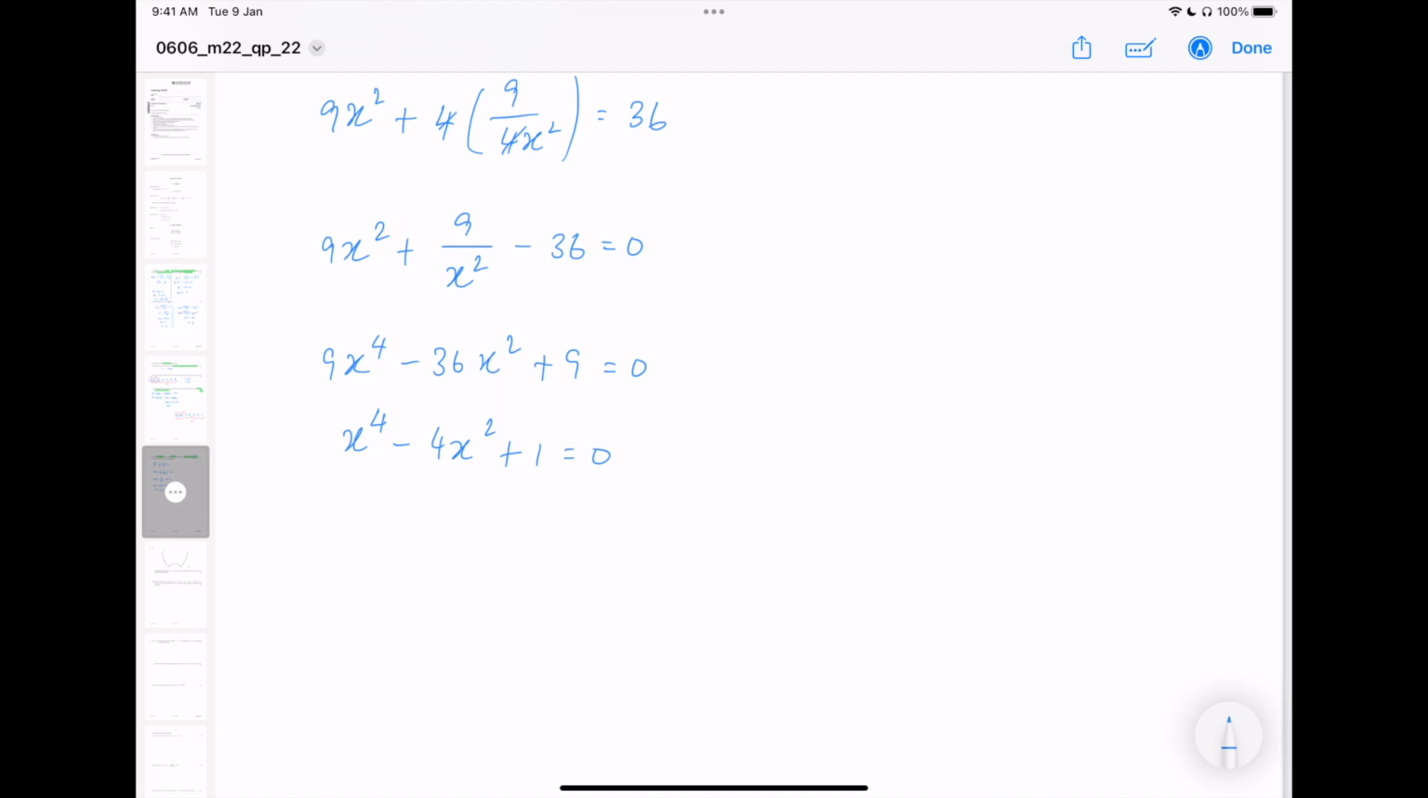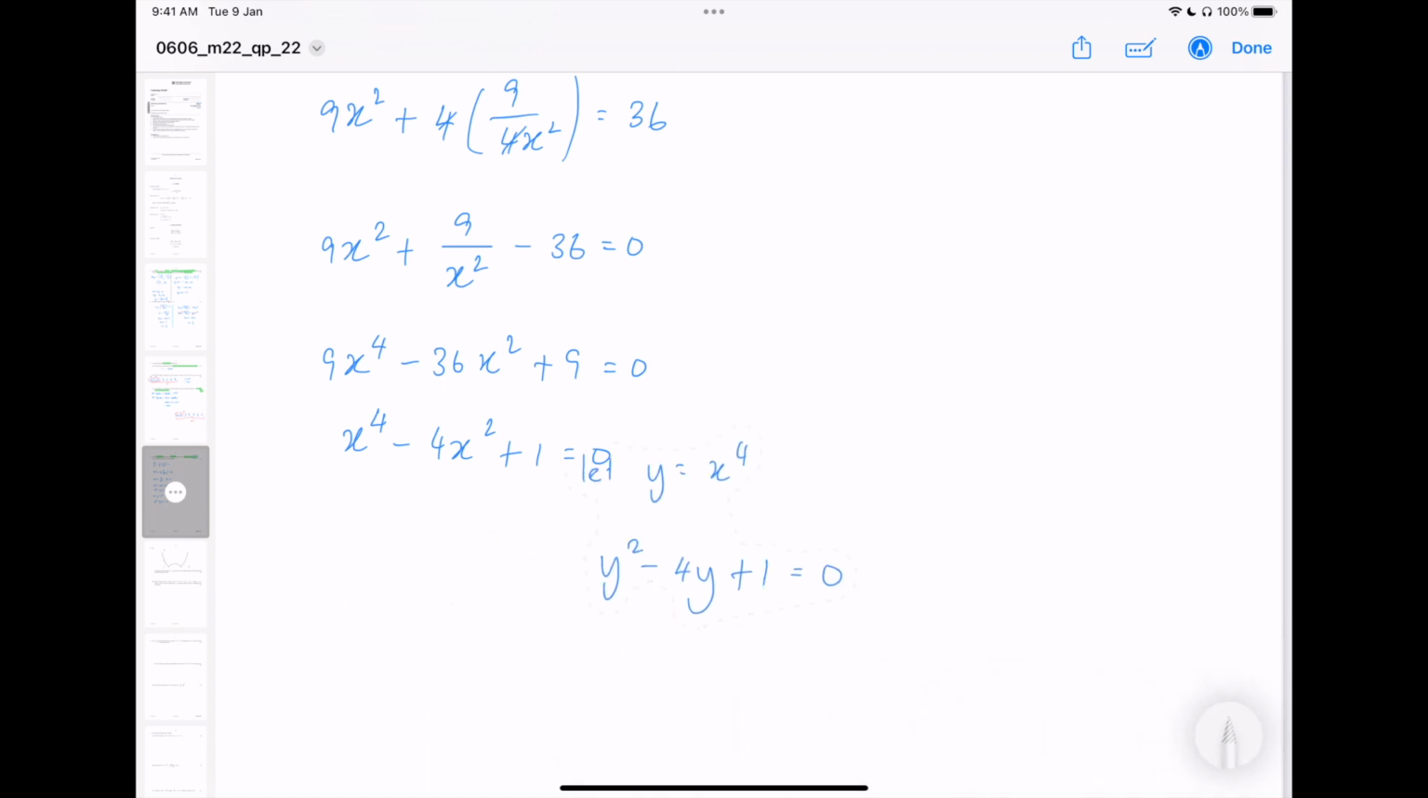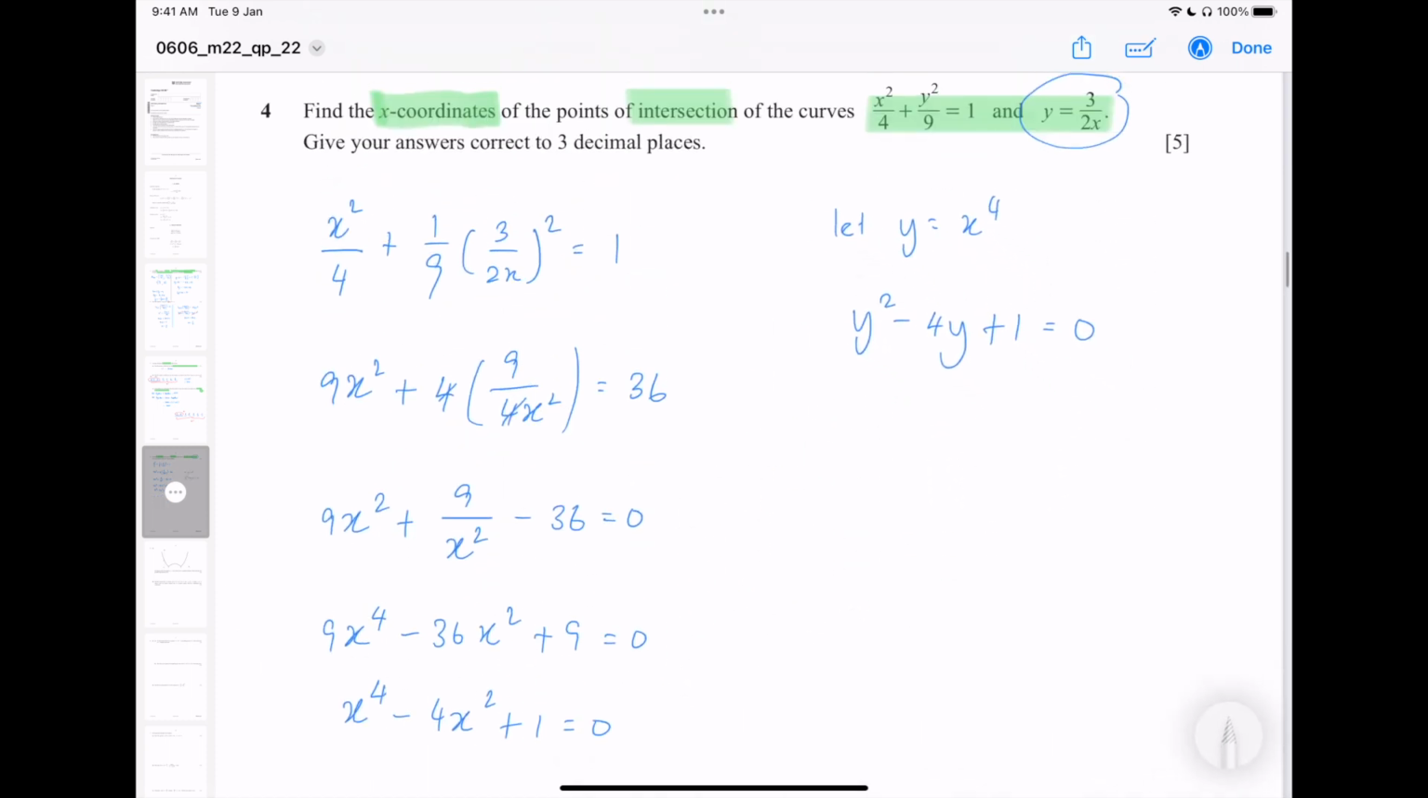Okay. So now that I'm here, I can just easily factorize, right? But if you're not used to doing x to the power of 4s, you could just substitute that with something else. So let's let y equals x to the power of 4, which means my new equation is going to be y squared minus 4y plus 1 equals 0. Now that I can do, because my calculator can just do that for me. I'll move this up.